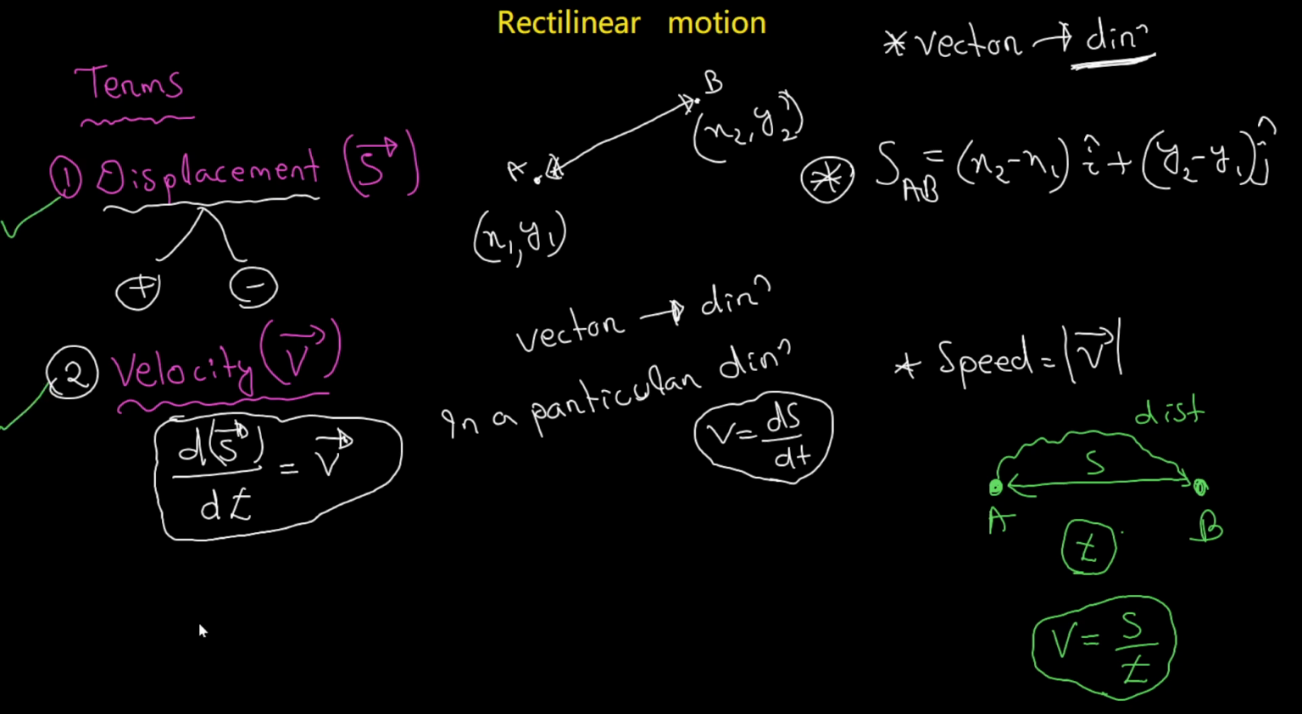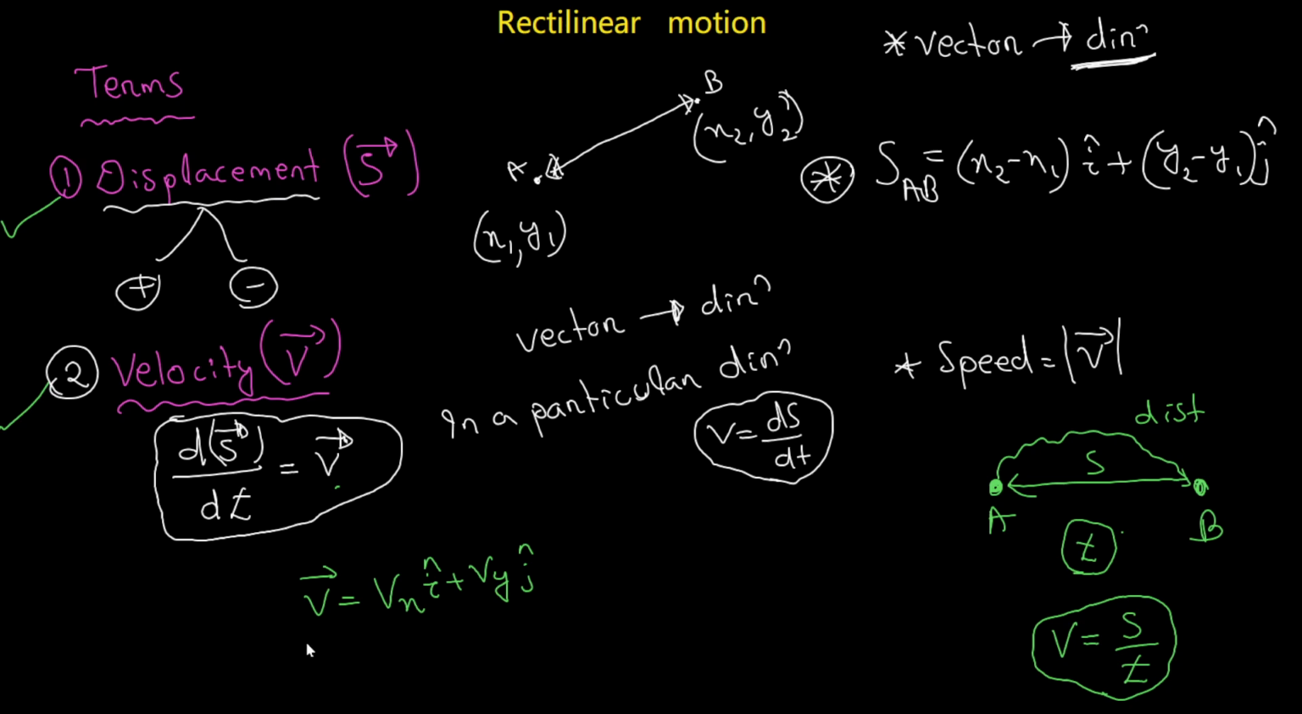Now the third term is the acceleration. In the velocity, it's a vector quantity, so I can write the velocity in component form, that is Vx i cap plus Vy j cap plus Vz k cap.